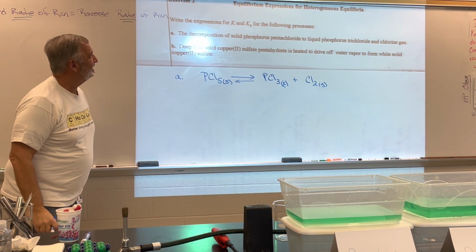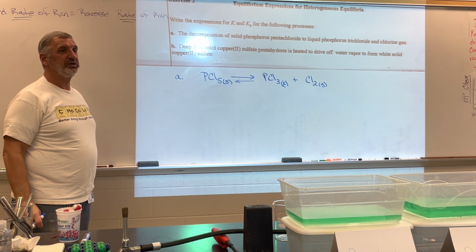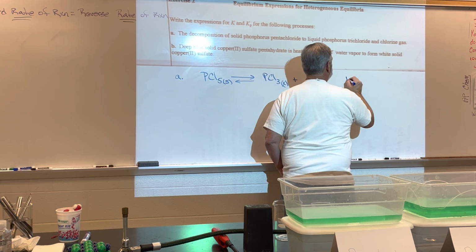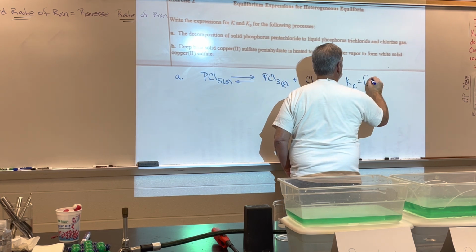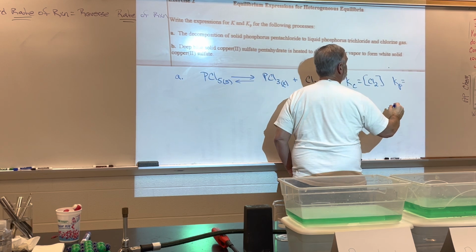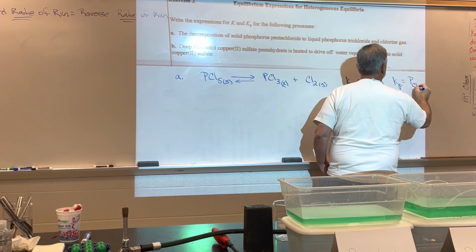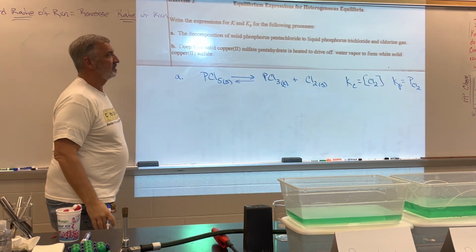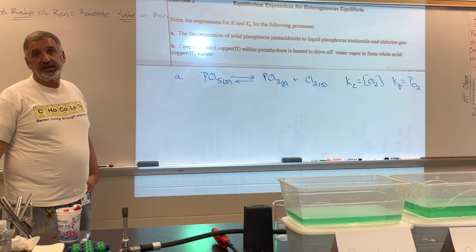So what's my Kc going to be? That's it. Kc is going to equal the concentration of Cl2. What would Kp be? The pressure of the Cl2, and it's just to the first power. So you calculate Kc or Kp.